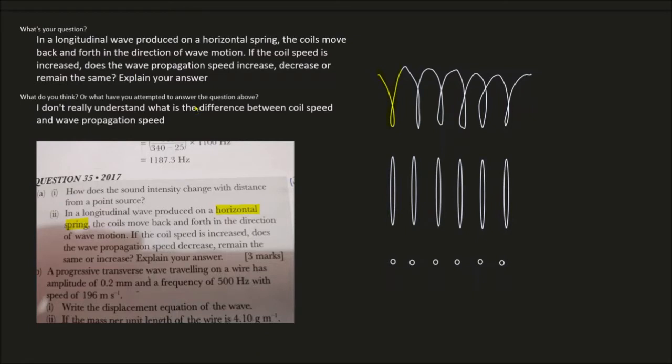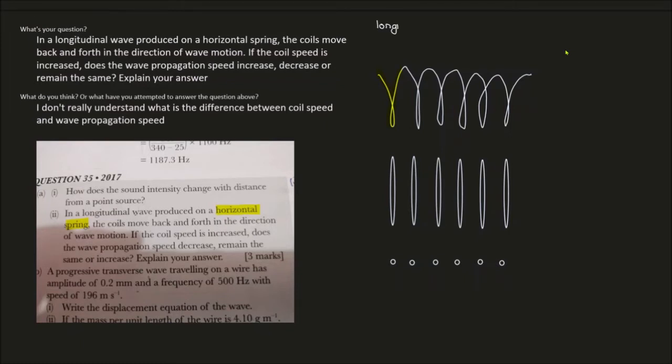So they are talking about a spring. Then the spring is made out of a lot of coils. I coil it around to form a spring. So let me just get through this thing first. Okay. It says it's a longitudinal wave. First thing, it's a longitudinal wave.